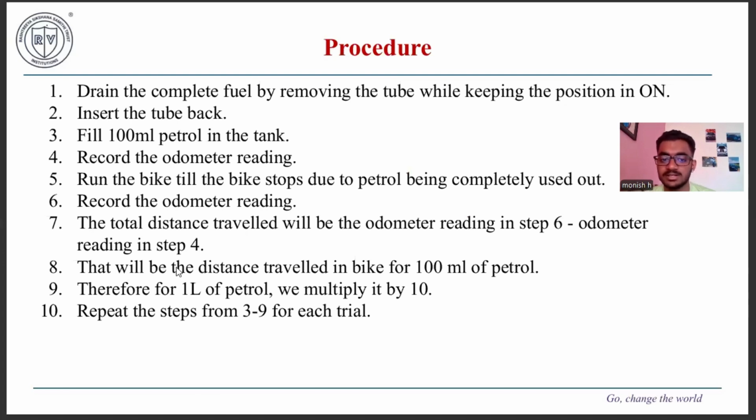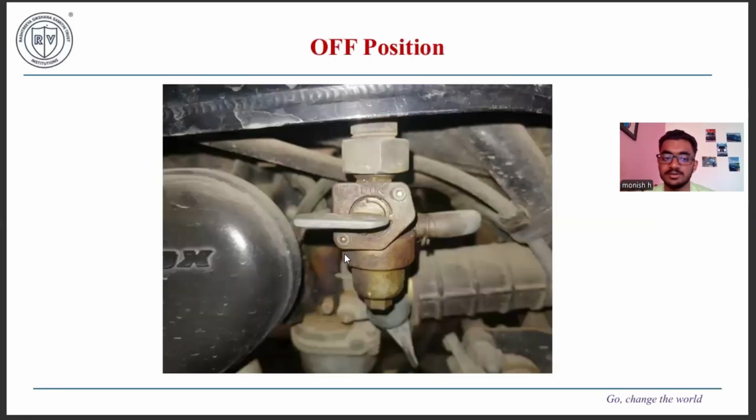That will actually be the distance traveled in bike for 100 ml of petrol, because for each trial we'll be just using 100 ml. Therefore, the distance which it travels will be the distance it actually has traveled in 100 ml of petrol. Therefore, for 1 liter of petrol, we multiplied the value which we got, the distance, by 10. Therefore, we'll get the total distance it can travel by considering all the factors in 1 liter. We then repeat the steps from 3 to 9 for each trial.